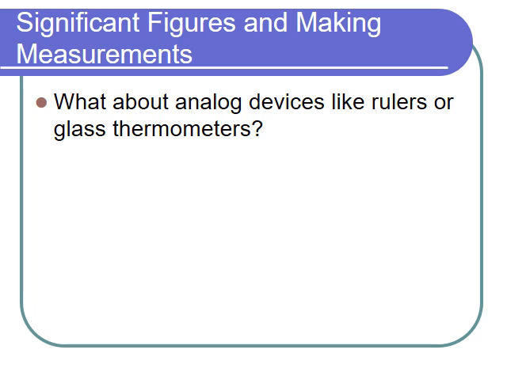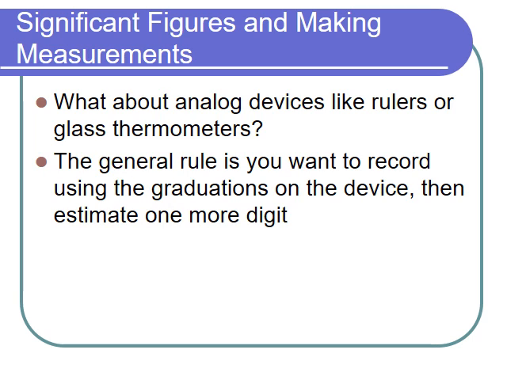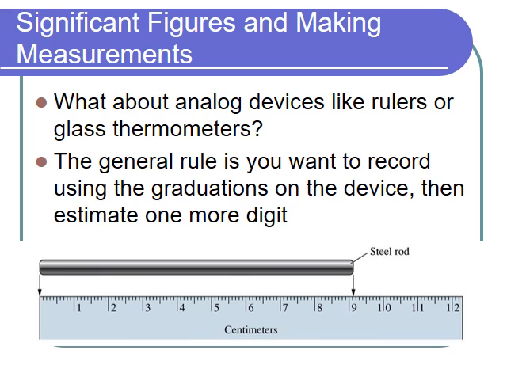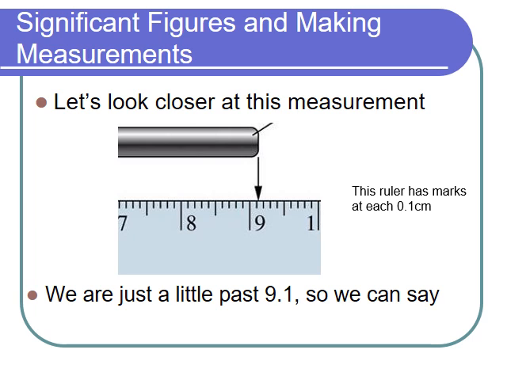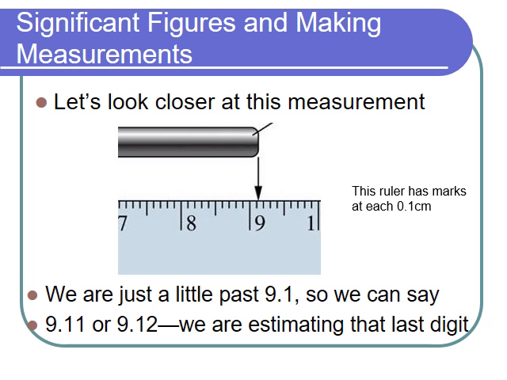Analog devices are a little more tricky. What we want to do is record using the graduations on the device, and then estimate one more digit. We know that this estimation is uncertain. Let's take this example of a steel rod being measured by a ruler in centimeters. The ruler has marks to 0.1 centimeters, but we can see that our measurement is just past the 9.1. So what we do is we'll say 9.11, 9.12. We're estimating that last digit.